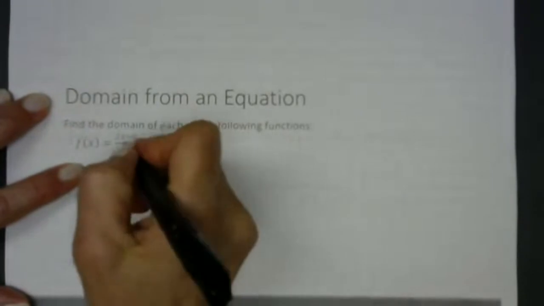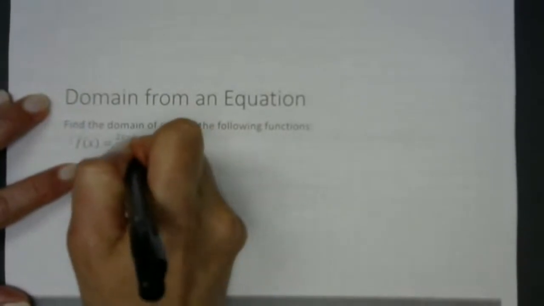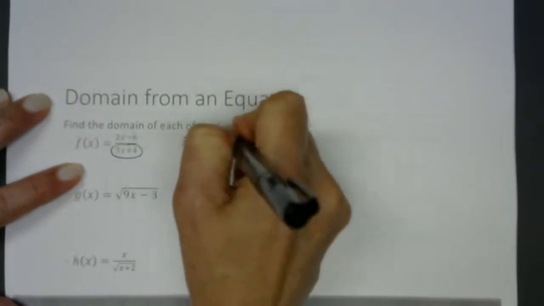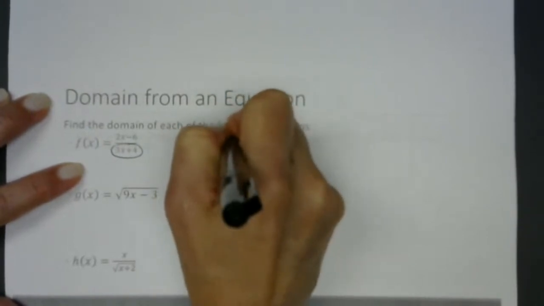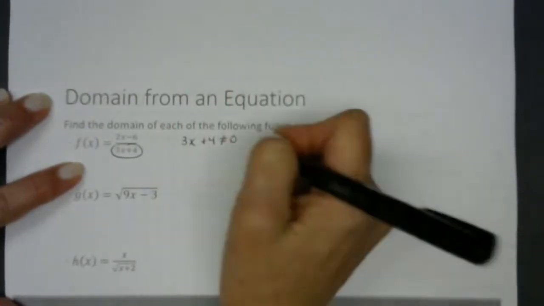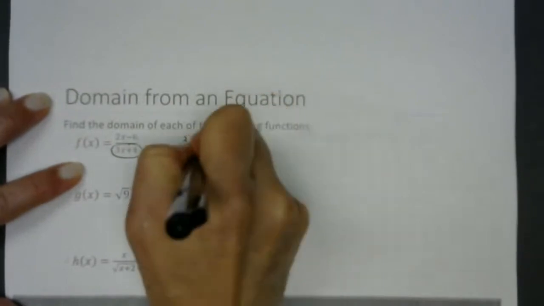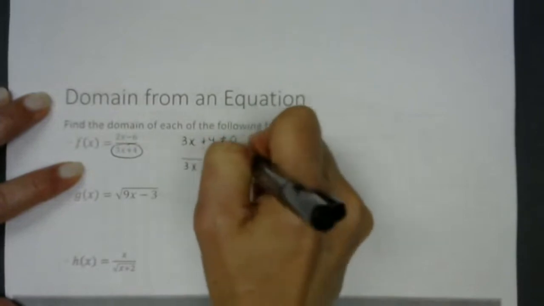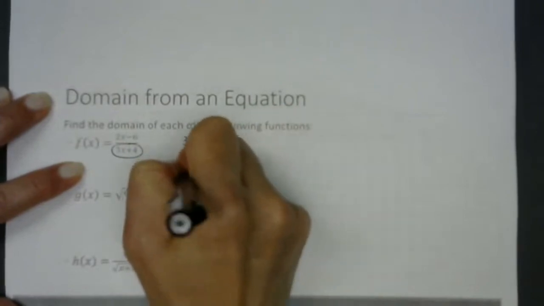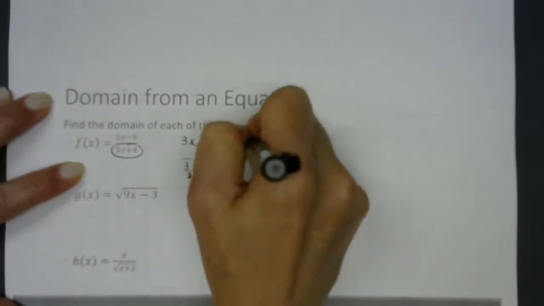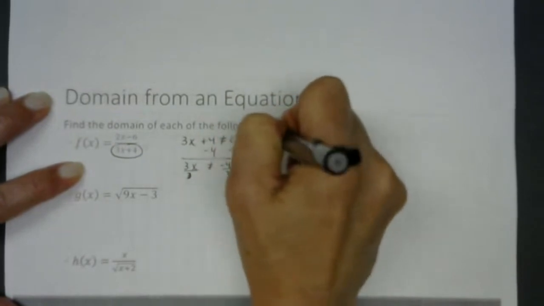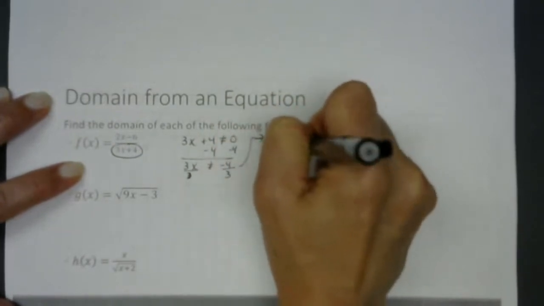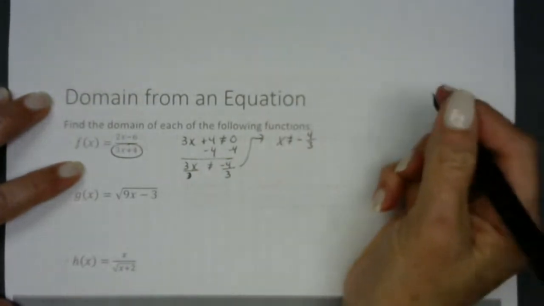All right, so the easiest thing to do is just to take that denominator, 3x plus 4, say it can't equal 0, and then solve for x. So I'll subtract the 4. Then 3x can't equal -4, and then divide both sides by 3. So I find that x cannot equal -4/3. That's the only value that we have to exclude from the domain.